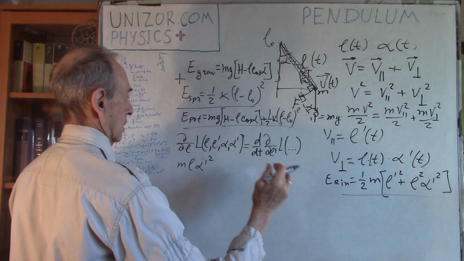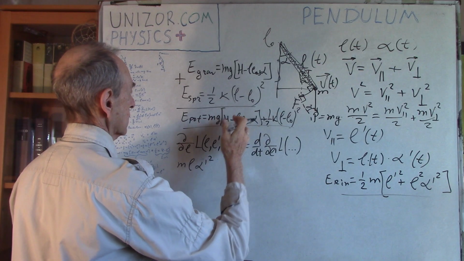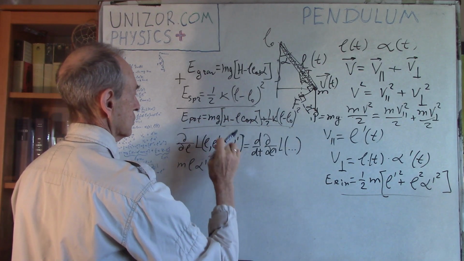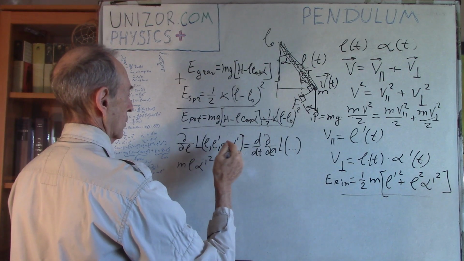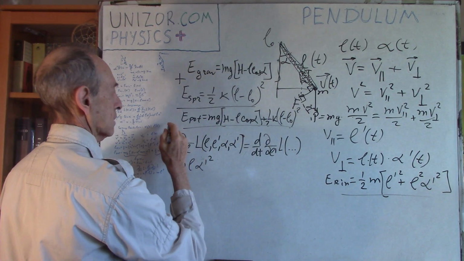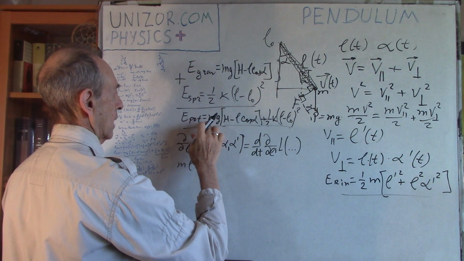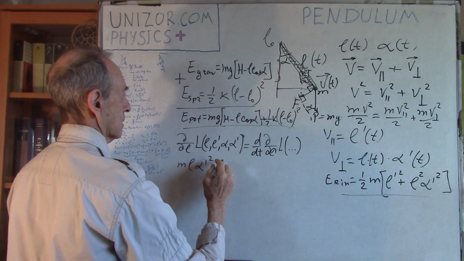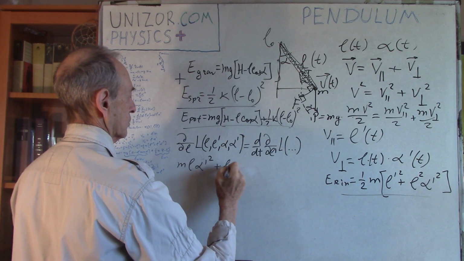Now, partial derivative by L of this thing, this is potential energy. This depends on L and this depends on L. But it would be with a minus sign, right? Because it's kinetic minus potential. So minus and this minus would be plus. So it would be plus.